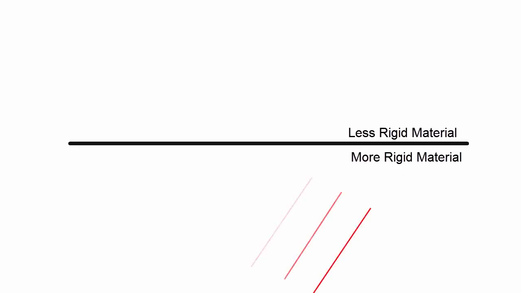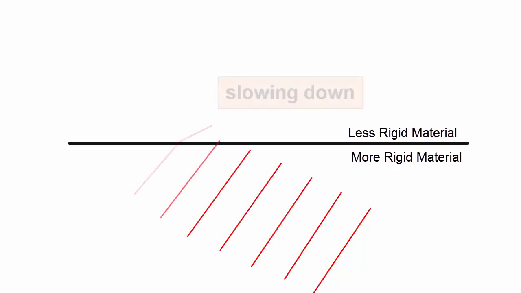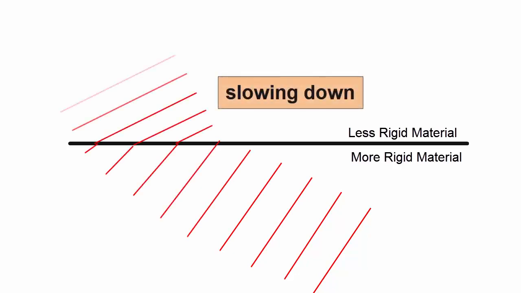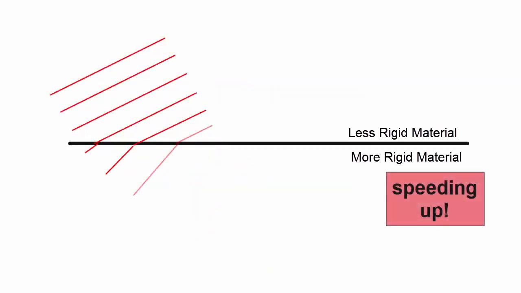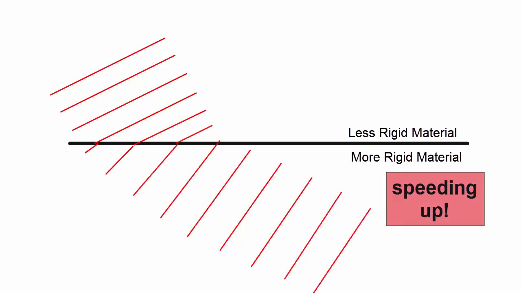We know from studying waves in natural and laboratory settings that they slow down when they move into less rigid material and speed up when they move into more rigid material. As the velocity changes, the wavefront will bend, upward if velocity increases, and downward if velocity decreases.